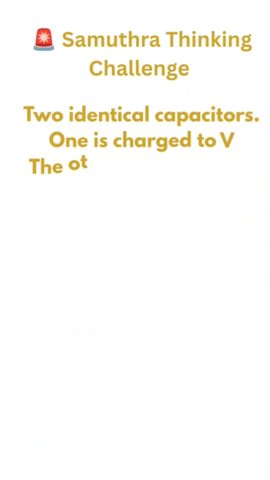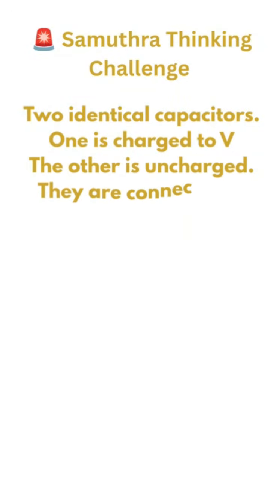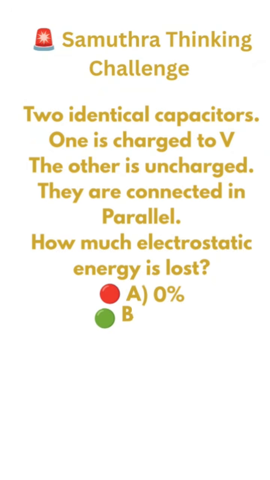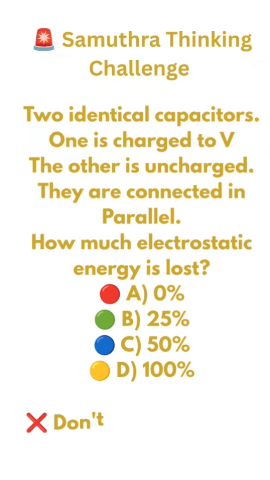Consider two identical capacitors. One is charged to a potential V, the other is completely uncharged. They are connected in parallel. How much electrostatic energy is lost during this process? Think carefully before choosing your answer.